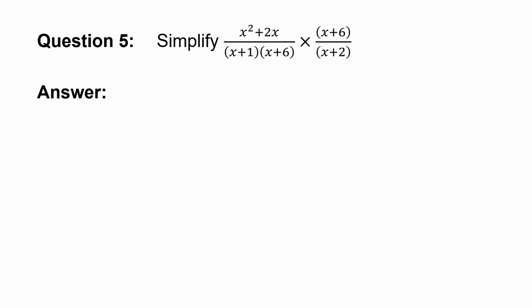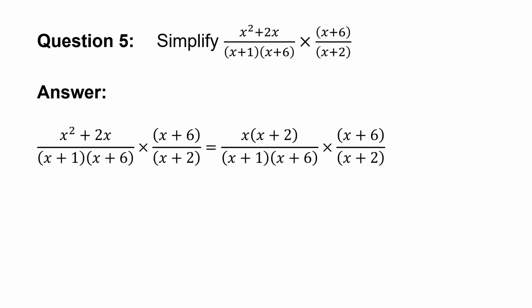So for this one, we're going to want to factorize first and foremost on the top of this multiplication. So this is sort of combining simplifying quadratic fractions and also multiplying algebraic fractions as well. So first of all, if we go ahead and factorize this quadratic here, we have x times (x plus 2) divided by (x plus 1)(x plus 6), multiplied by (x plus 6) over (x plus 2).